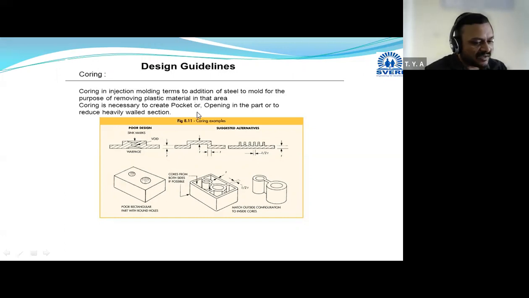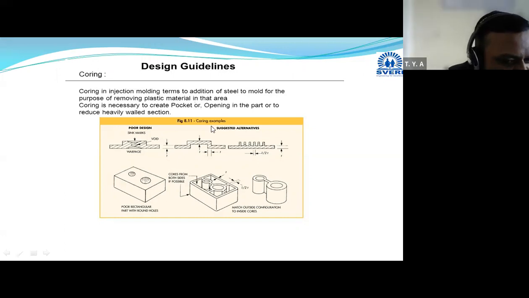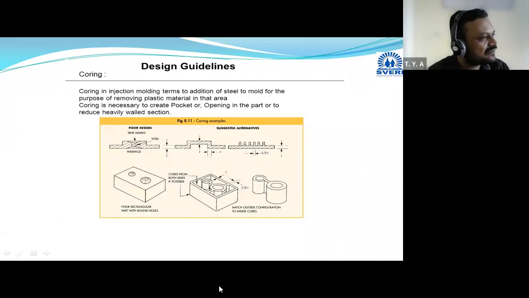So I think we will stop here. Time is about to be over. Due to some electricity issues, I think I have conducted only a 30 or 40 minute session. In the next session, we will discuss the tolerances and allowances in the plastic part.